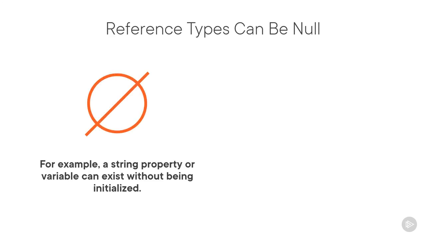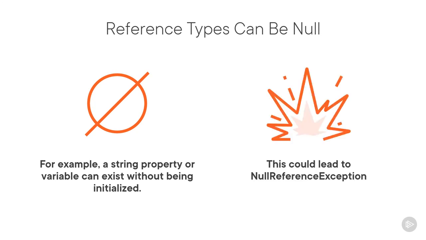Reference types by default are nullable, and the most common reference type that you use is a string. Because it's nullable, that means it can exist without being initialized, compared to an integer, which by default initializes itself to 0. However, having a null string can lead to the possibility of attempting to perform operations on strings that will result in a null reference exception if the object is null.